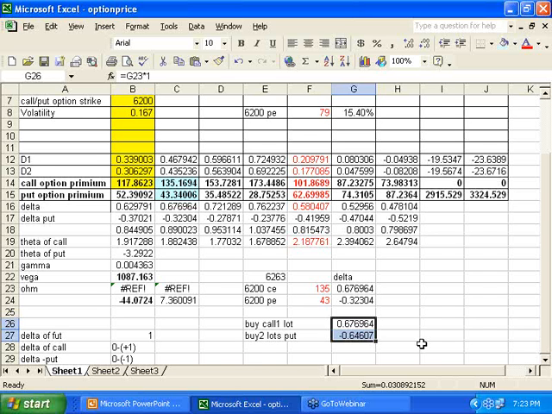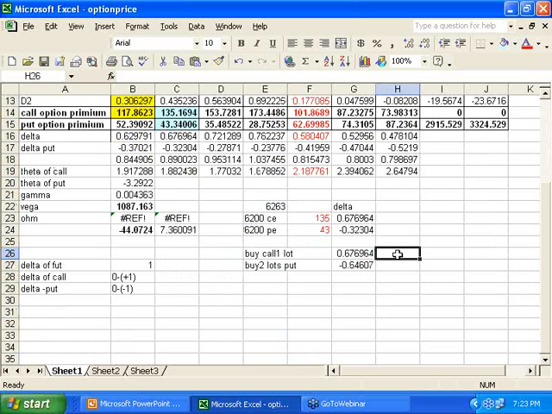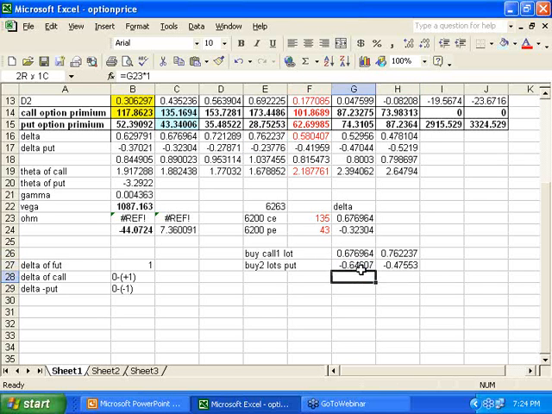What will happen if the price goes to 6316? At the 6316 level, what will be the delta value? If it comes to this price point, the delta of the call option will be 0.76, and the delta of the put option will be this one multiplied by 2. So the delta, which was almost at a neutral level, 0.03, has now become somewhat positive and has increased to 0.28.